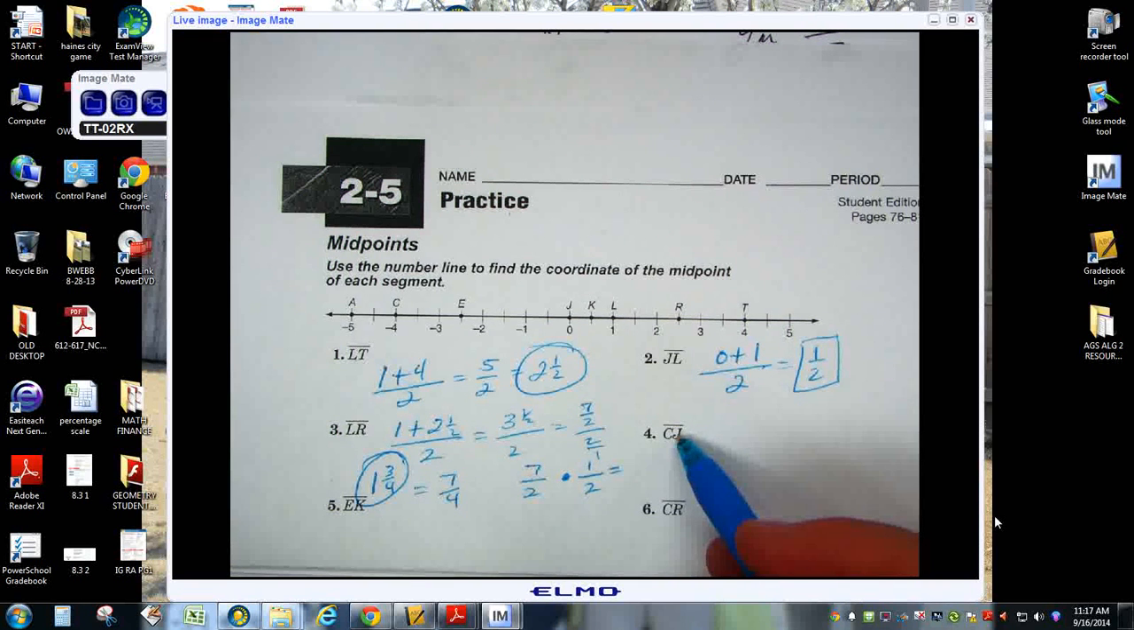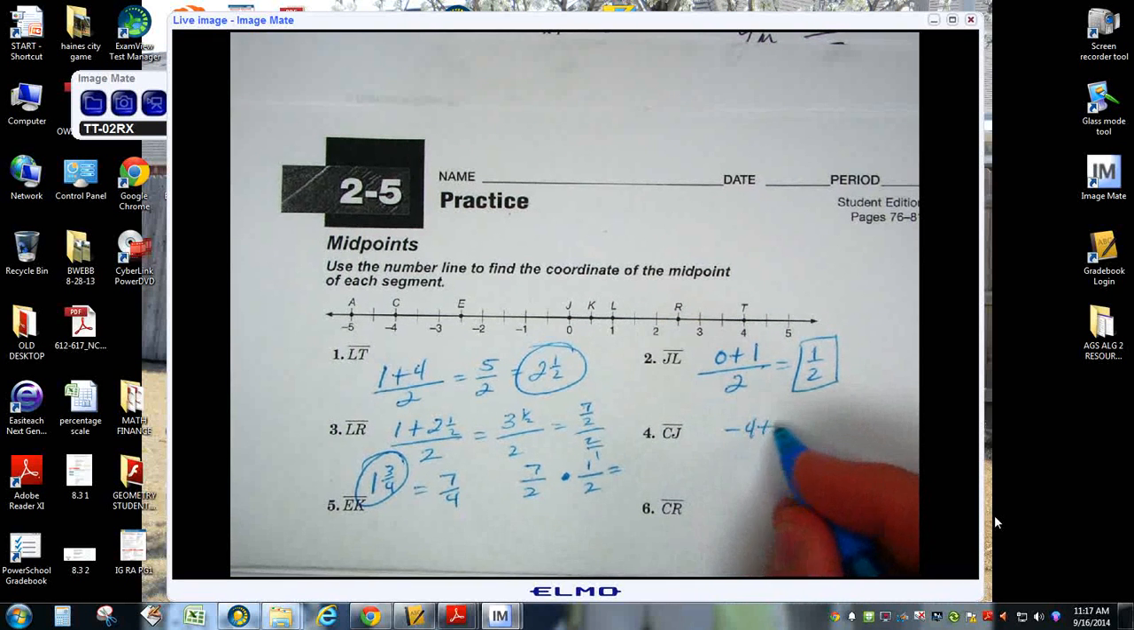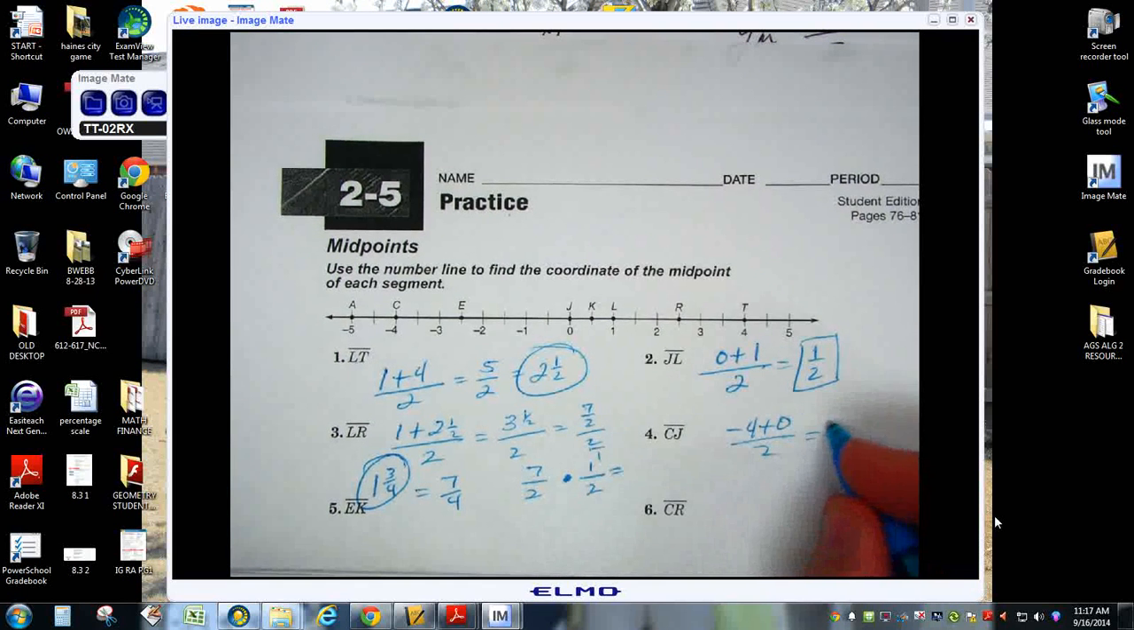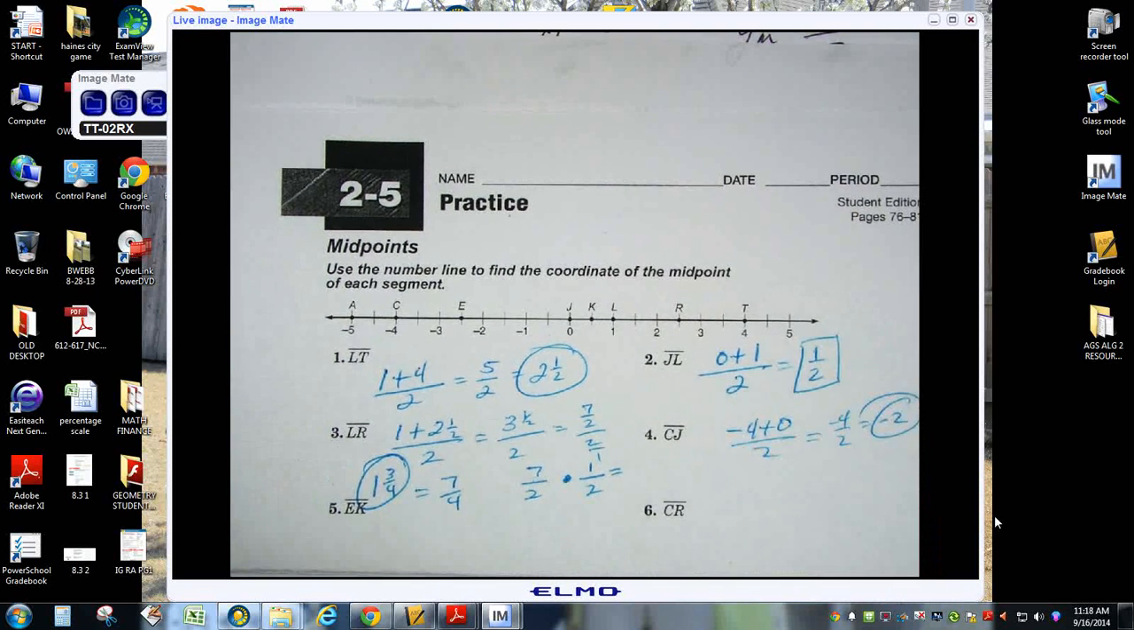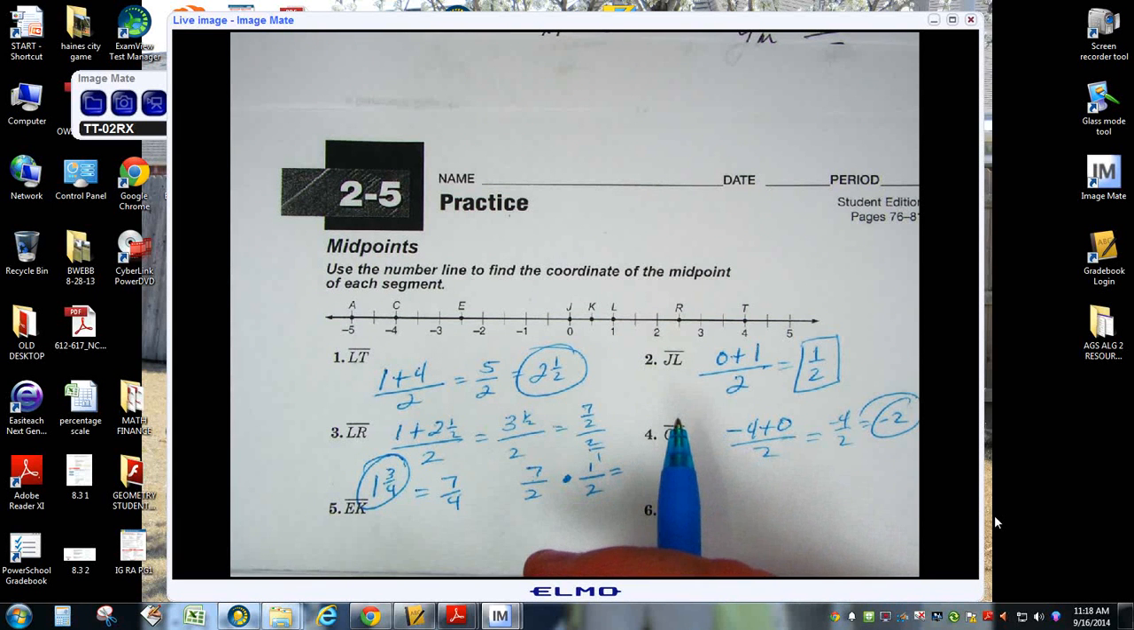C and J. -4 plus, what's J? 0. Over 2. You got -4 over 2, what is that? -2? And was it that hard to write down that little bit to prove to me you know what you're doing? If you do know what you're doing, it's not a big deal. Okay? And by the way, if you have a smartphone, there's fraction calculators. Just do a search in the App Store for fraction calculator. There's a free one for Android and for iOS. Okay?